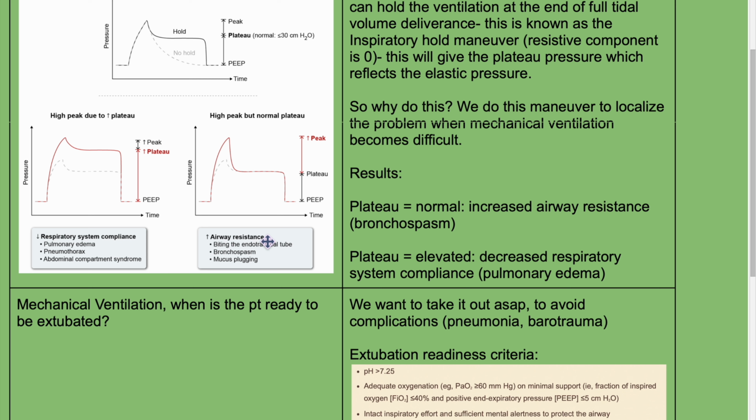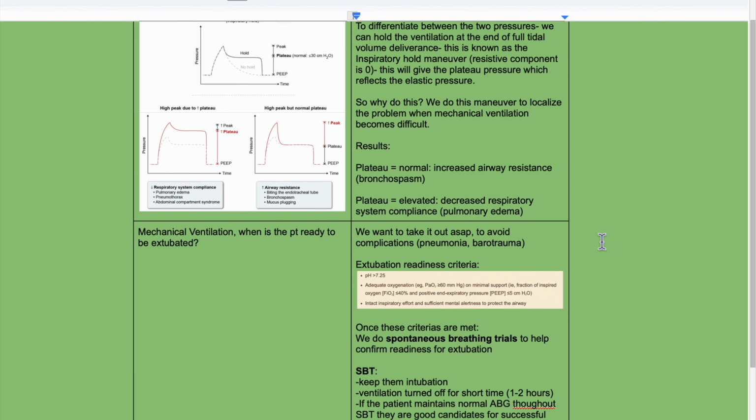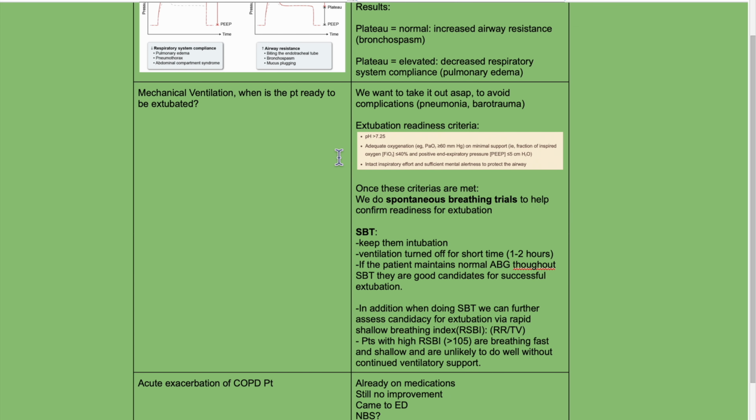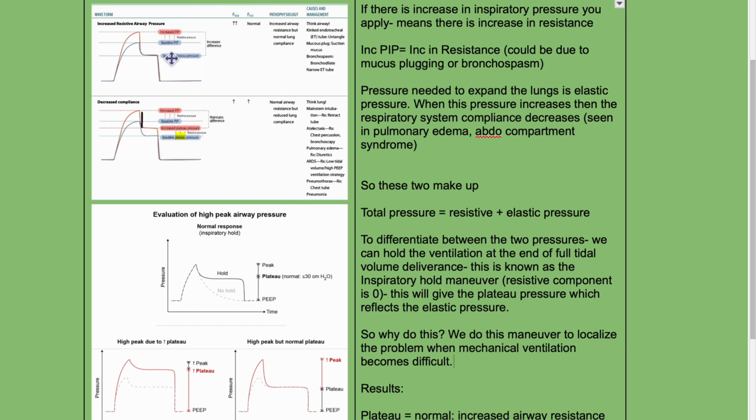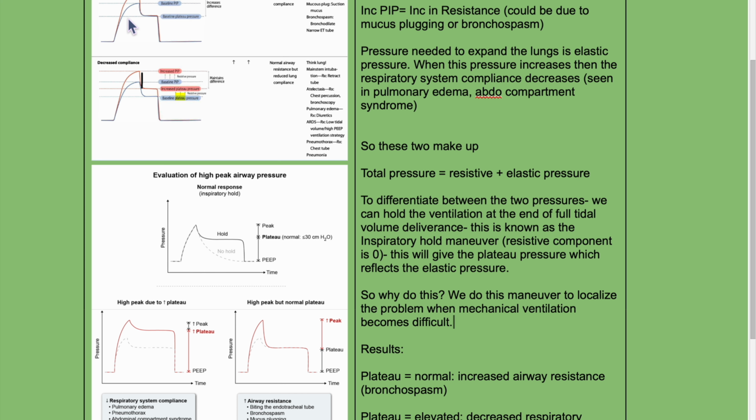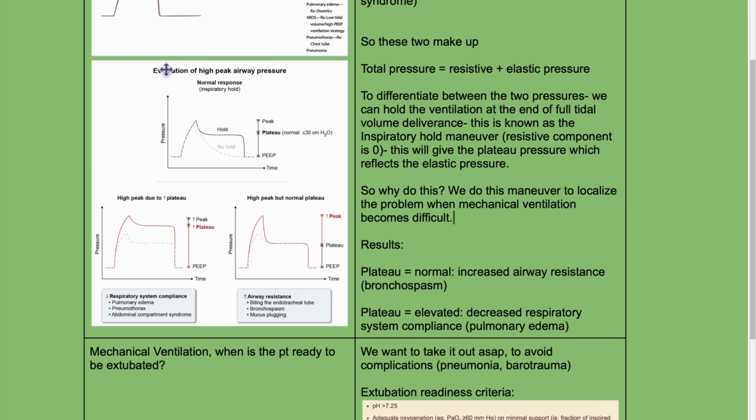Increase in airway resistance: biting the endotracheal tube, bronchospasm, or mucus plugging. And plateau elevated: decreased respiratory system compliance, pulmonary edema. Plateau, okay, so if it's increased, there's decreased respiratory system compliance, pulmonary edema, pneumothorax, abdominal compartment syndrome. Okay, so now we are expert in that. Okay, so just to recap, if plateau is normal, it's increased resistance. If everything is increased, then it's decreased compliance.